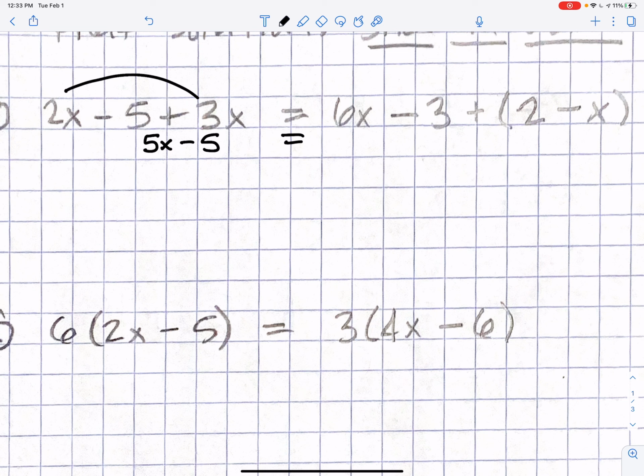And then on the other side, even though there's parentheses here, this is an assumed 1 in front of the parentheses. So it's not going to change anything. So this is going to be plus 1 times 2, which is just plus 2, plus 1 times negative x, which is just minus x. So in reality, I can just ignore those parentheses. So therefore, I can combine 6x minus x, and that's 5x. And then minus 3 plus 2 is minus 1. So now I've got 5x minus 5 equals 5x minus 1.